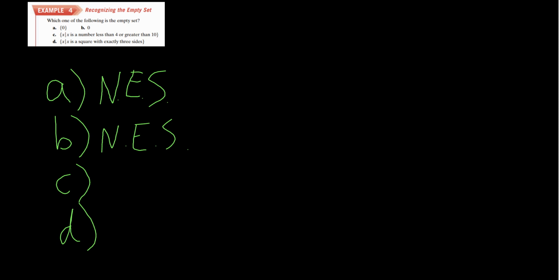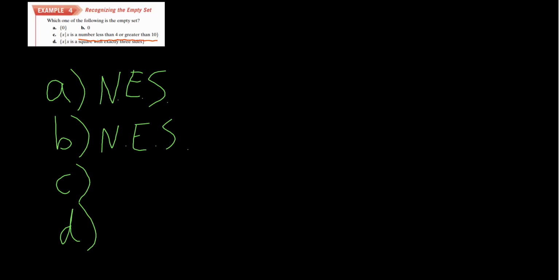And let's examine why. All right, so let's reread this again. It says X is a number less than 4 or greater than 10. Well, previously we saw something like that, right? X is a number greater than 10 and less than 4, right? The word "and" there makes a difference. On this page, there is no number that is greater than 10 and less than 4. There's no number that exists there.